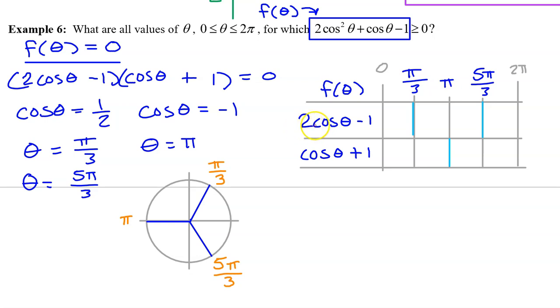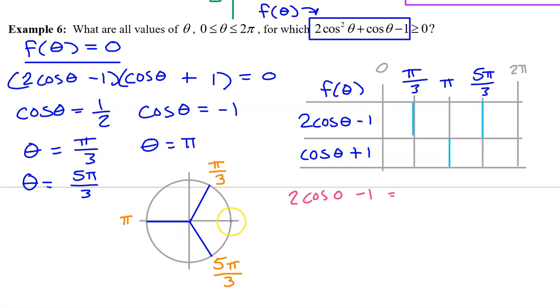Let's go back to 2 cosine theta minus 1. We can test this first interval using the value of 0, since 0 is not one of the critical values. Plugging in 0, we would have 2 cosine 0 minus 1. The cosine of 0 is 1.